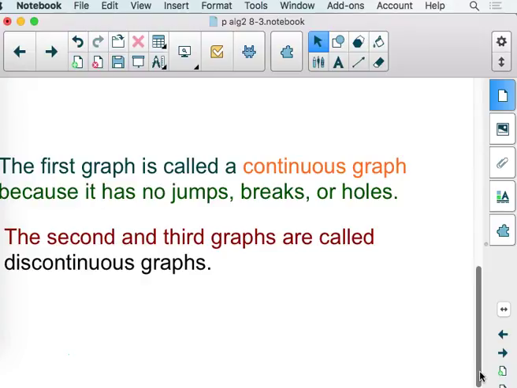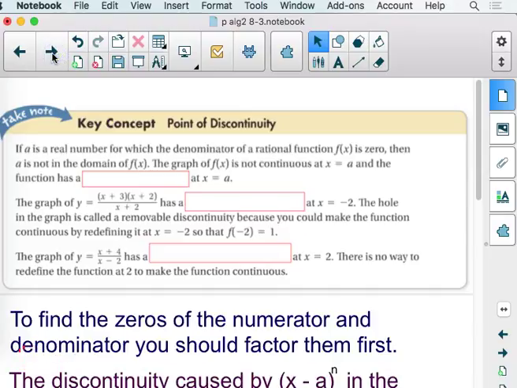The hole is because the x minus 2s are canceled. Get this next one up here so you guys can start writing in stuff.